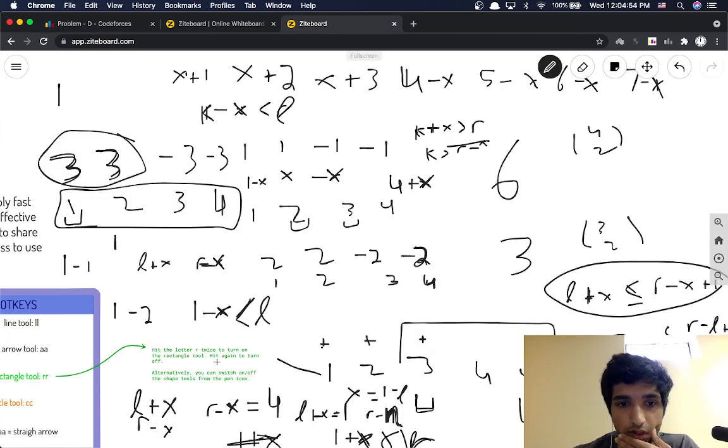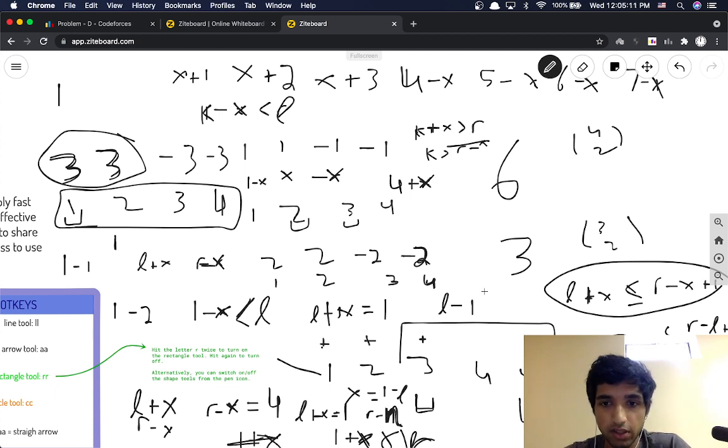So you go from L minus X equals 1. So X is L minus 1. No, L plus X is 1. So X is 1 minus L. And then N plus N minus X. No. R minus x equals n. So x is r minus n. Yeah.